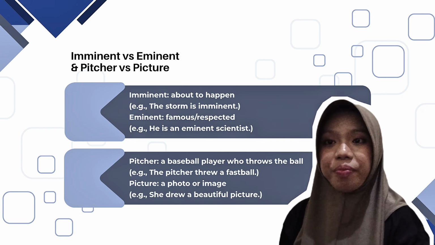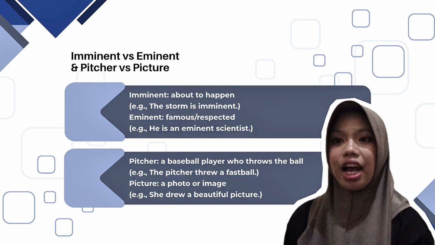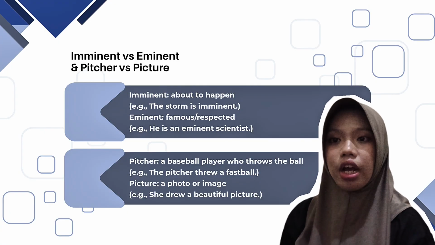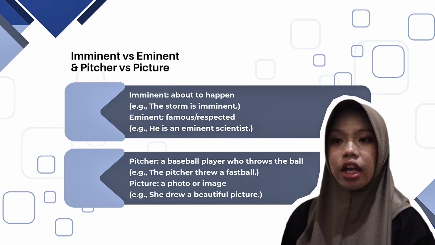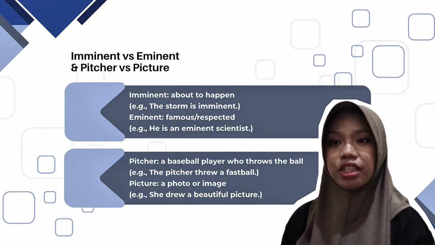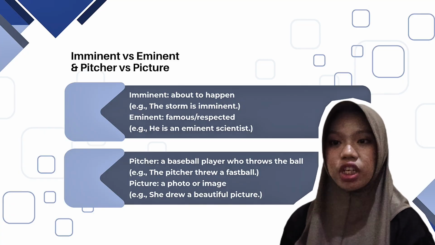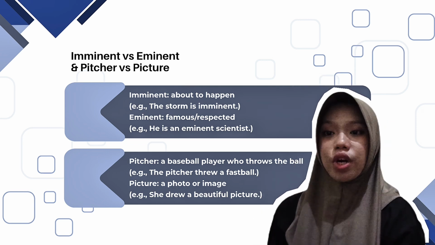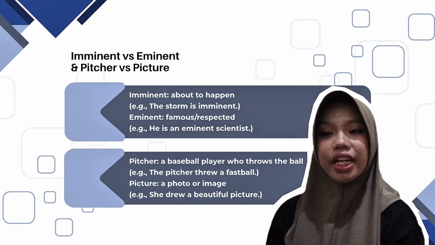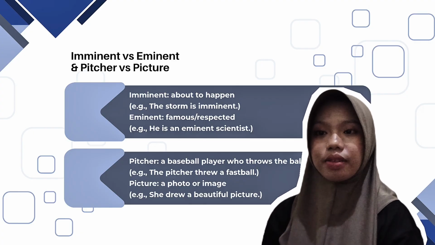We also have pitcher and picture, guys. Jadi ada tadi eminent dan imminent, sekarang ada juga namanya pitcher and picture. A pitcher is a baseball player who throws the ball. And the second one is a picture, a photograph or image. These words are similar in spelling but different in meanings. Ya, itu tadi contoh dari near misses.